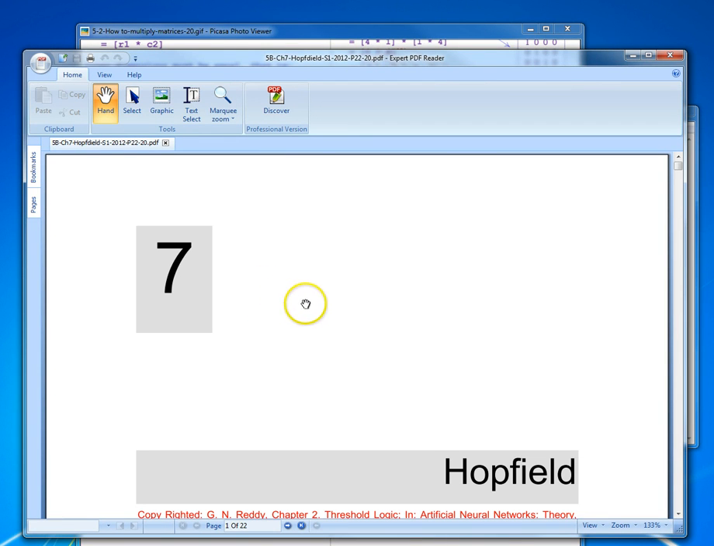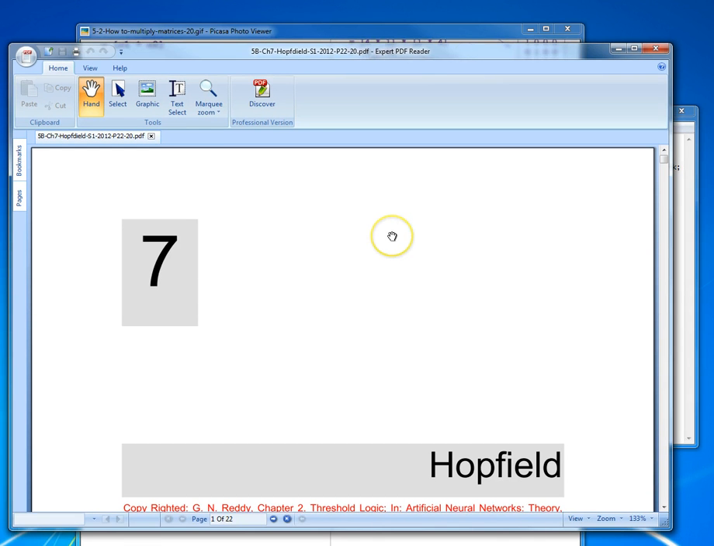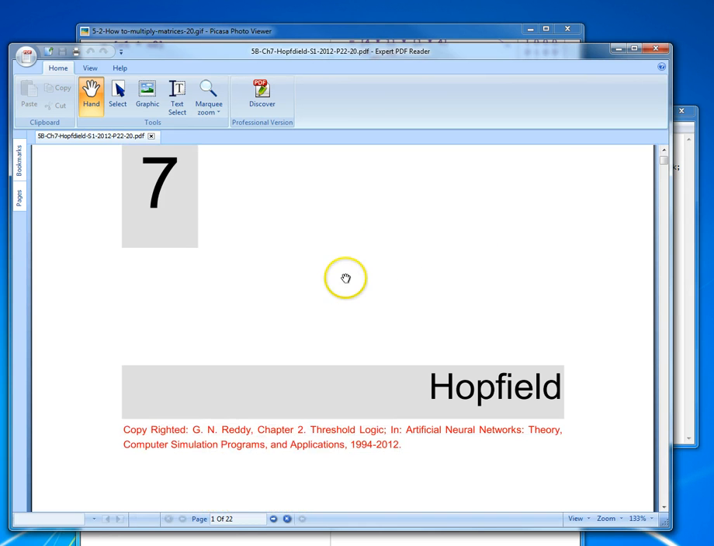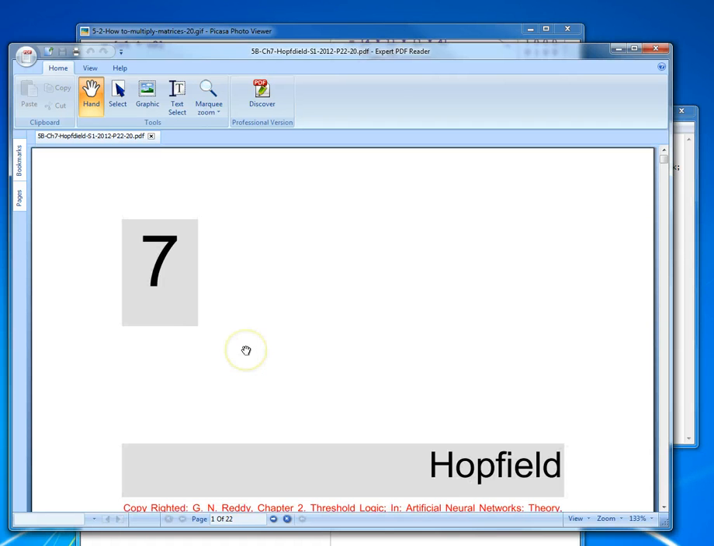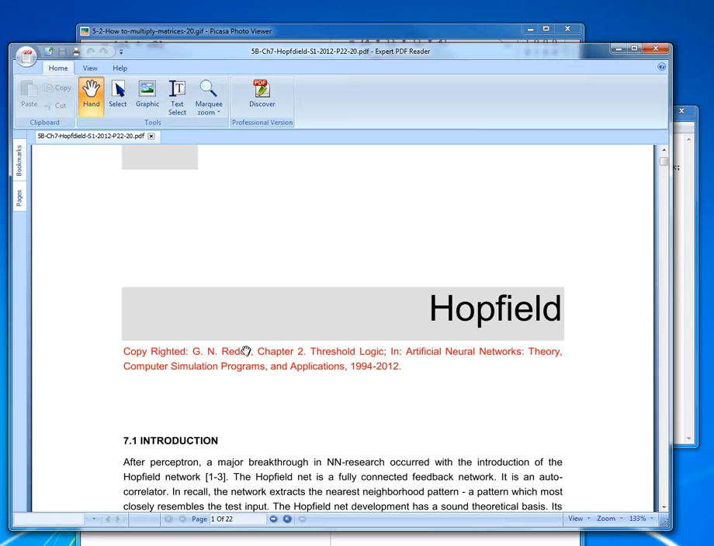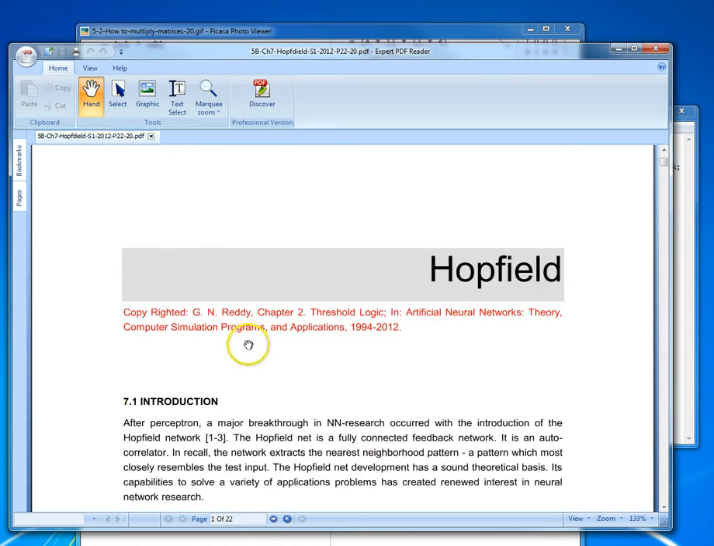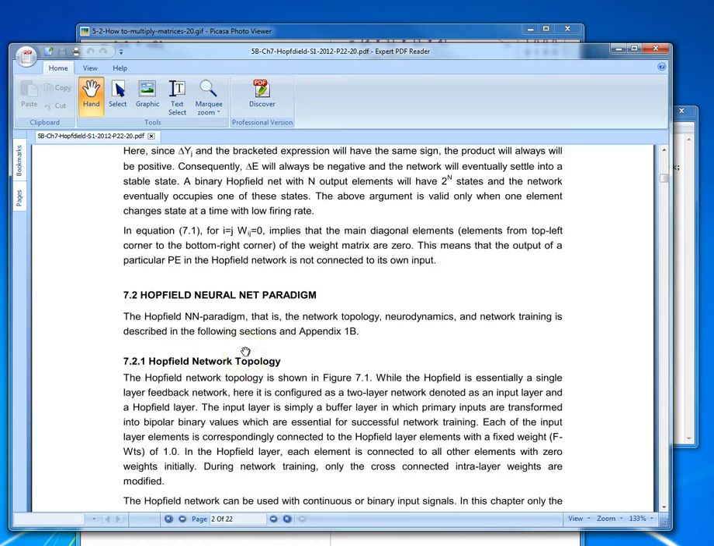Now I want you to go to the document on Hopfield. It's a PDF file on the Hopfield network. If you look into this, you'll find it has some numeric examples of how to do the training. Okay, let's look into the training example.